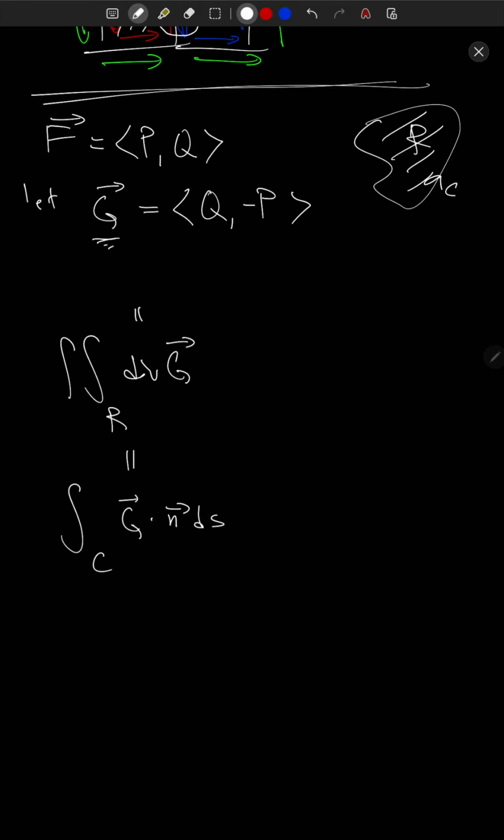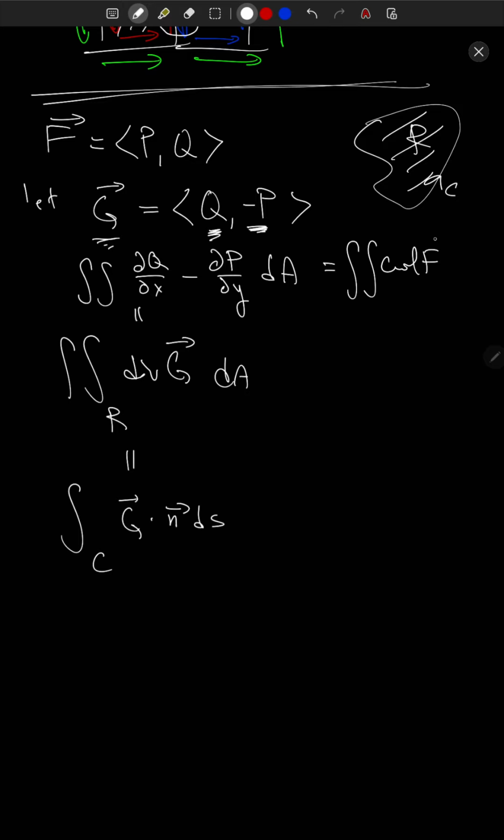Okay, but let's look at this. What is the divergence of g? That's a double integral. Divergence is d of the first thing dx, plus d of the second thing dy. All right, so that would be d of the first thing dx plus d of the second thing dy, and this is dA, of course. All right, but if you stare at this, this is literally our definition of the curl. This is the curl of f. Literally, the curl of f is dq dx minus dp dy, where f is equal to p comma q.